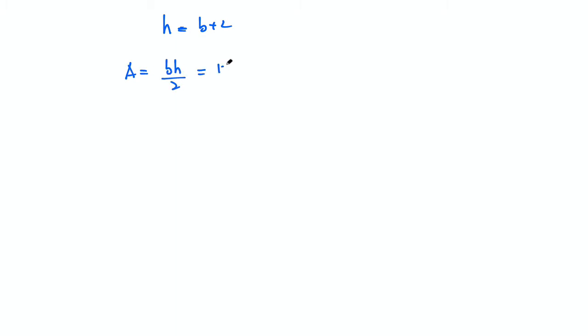And if this area is equal to 17.5, notice that if I multiply both sides by 2, I get that the base times the height, right, is equal to then 35. Okay. Now replacing this, we get base times base plus 2 is equal to 35. So expanding this out, you end up getting b squared plus 2b, moving this over, minus 35.